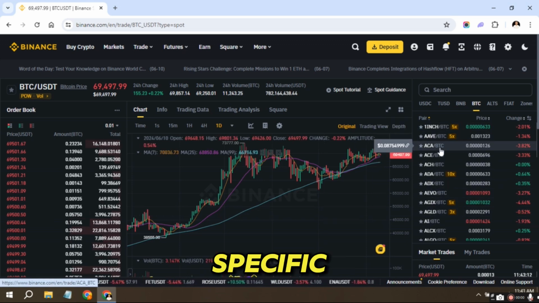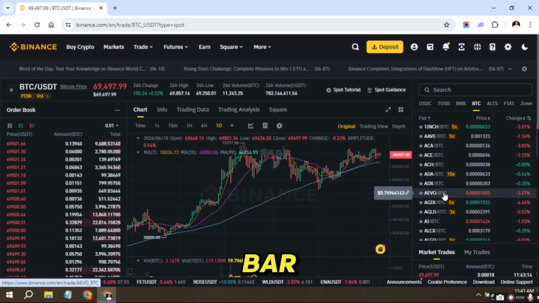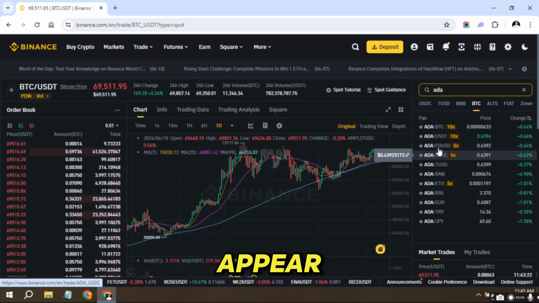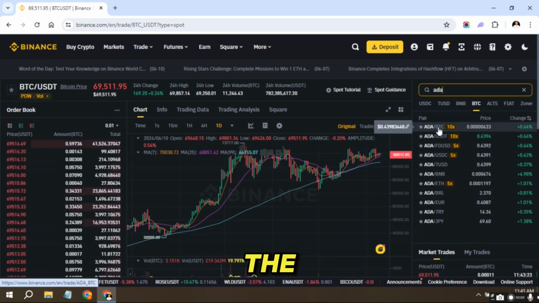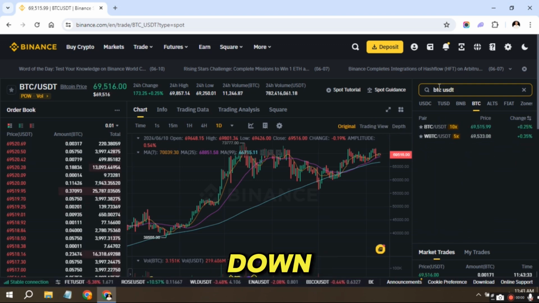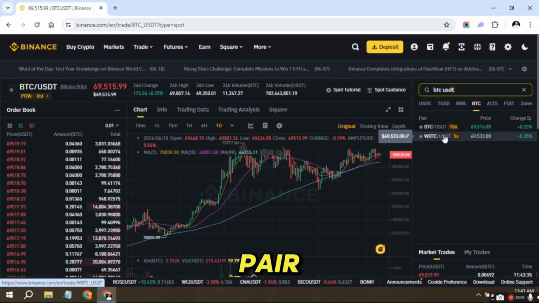To find a specific coin or pair, use the search bar. Type the coin's name, and all related pairs will appear. If there are many pairs, type the first coin, add a space, then type the second coin to narrow down your search. Click on the desired pair to trade.